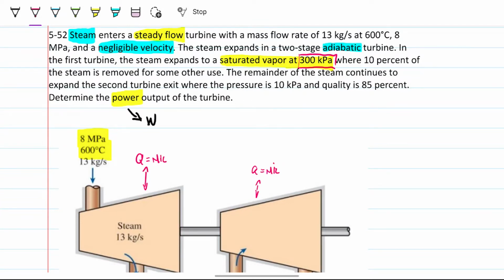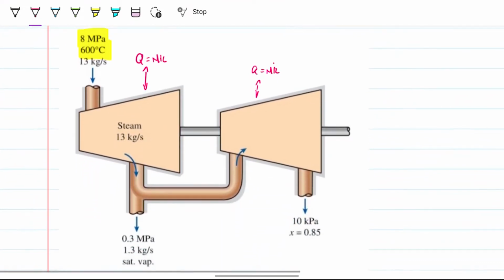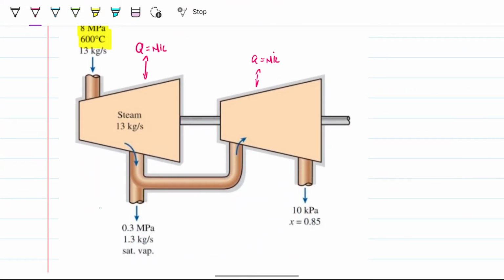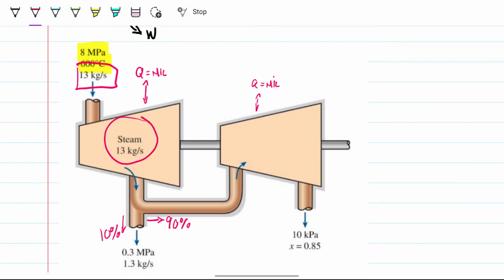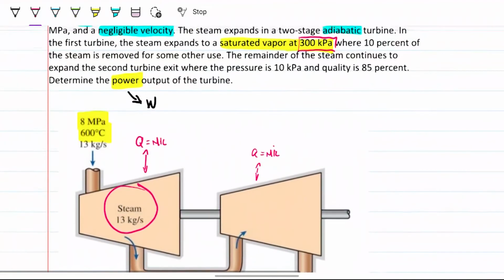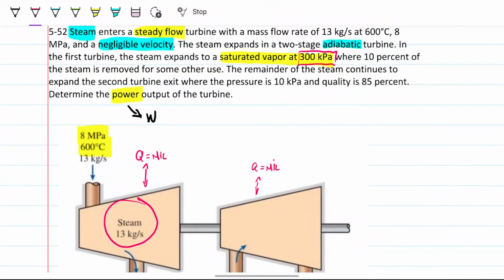Where 10% of the steam is removed for some other use. So this is new, right? So now the second guy, as we were talking about before, we have 10% of the mass going down this way and 90% of the mass going down that way. So why is that important? Because this means that the mass, the 13 kilograms going through the first turbine, are not going to be exactly the same as the ones going through the second one. It's going to be just 90% of that 13 kilograms on the second turbine here, right? So that's relevant because we know the mass flow rate is related to the power output of this guy.